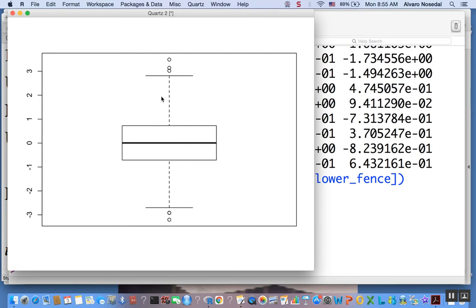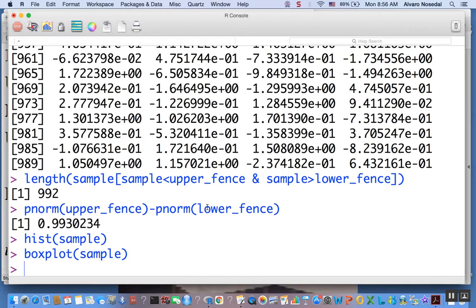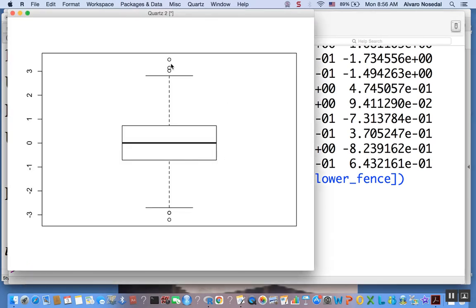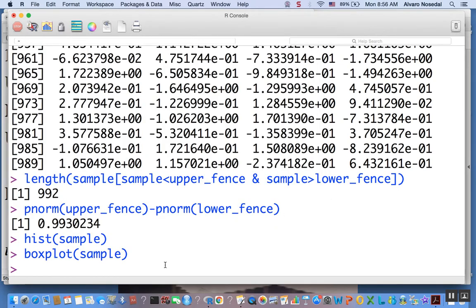And these points here are identified by the 1.5 IQR rule as potential outliers. Make sense? And we have 8 of them. But we know that this is normal. Actually, these come from a normal distribution, and even for normal distributions, that's something expected. We expected something close to 7 of those outside the fences, and for this particular sample, we have 8 of them. So, okay, they behave as they should for a typical normal.